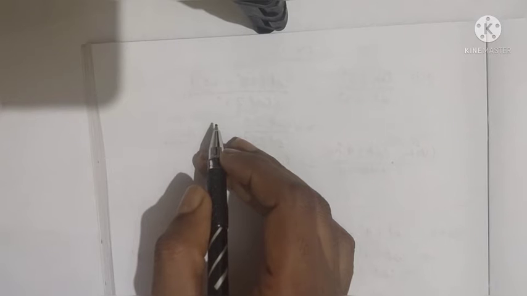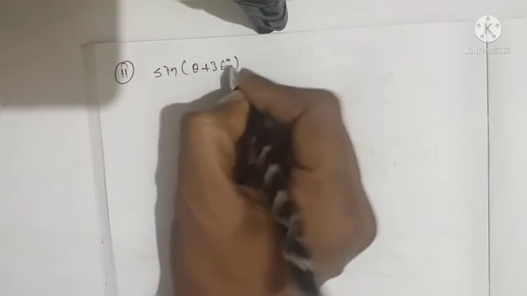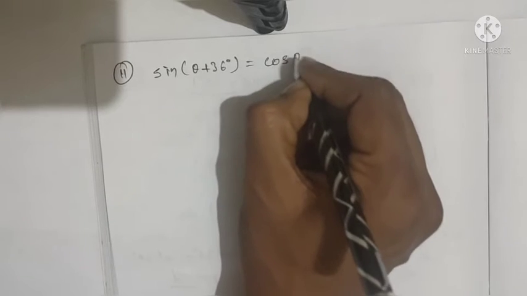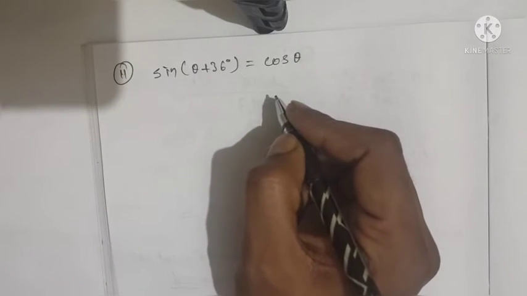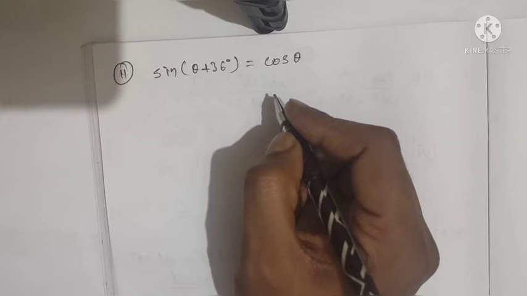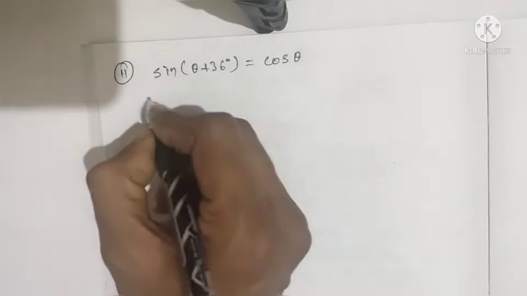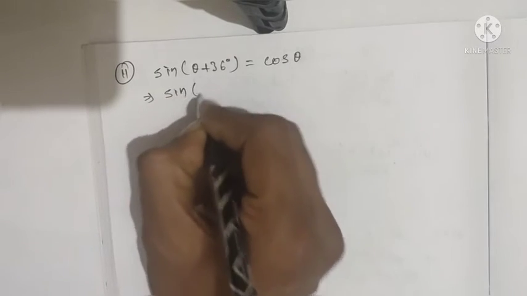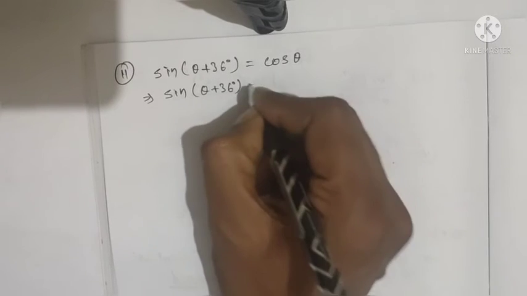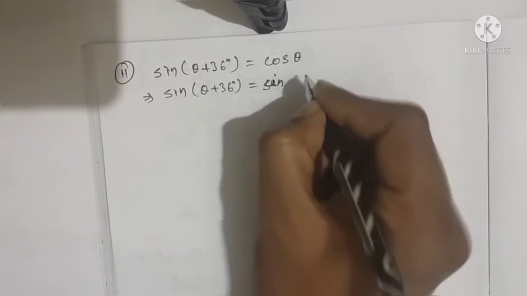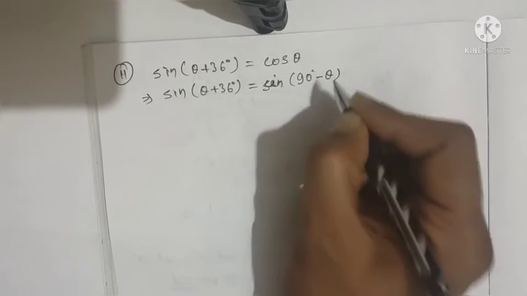Question number 7, 8, 9, 10, 11 all are similar, but I am going to solve question number 11 here. It is given that sin theta plus 36 degree is equal to cos theta, and it is also given that theta plus 36 degree is acute, so we have to find theta. As we know that cos theta is equal to sin 90 minus theta, it can be written as sin theta plus 36 degree is equal to sin 90 degree minus theta.